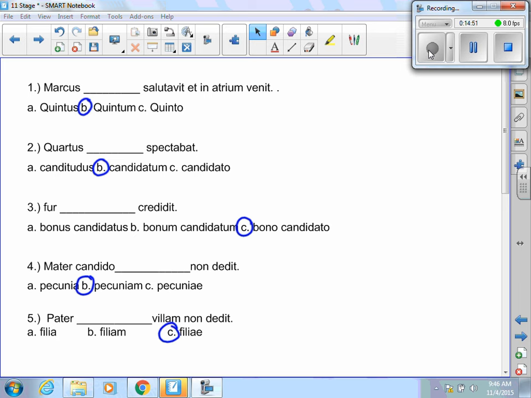Number 5, again I have dedit. It does take an accusative. It normally will take a dative as its indirect object as well, because if you give something, you give it to someone.